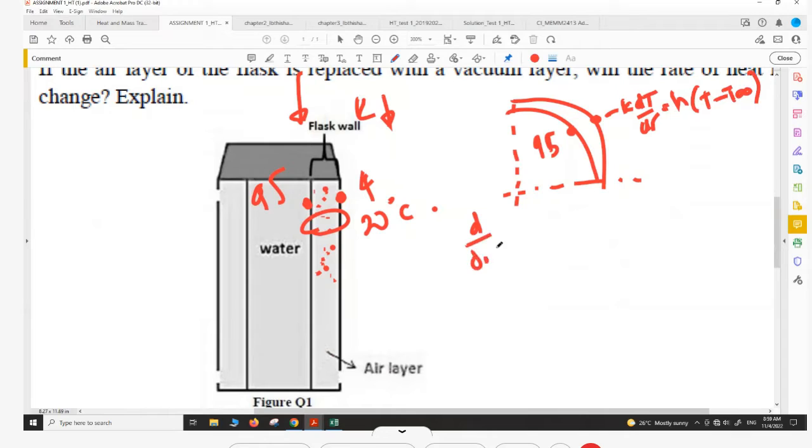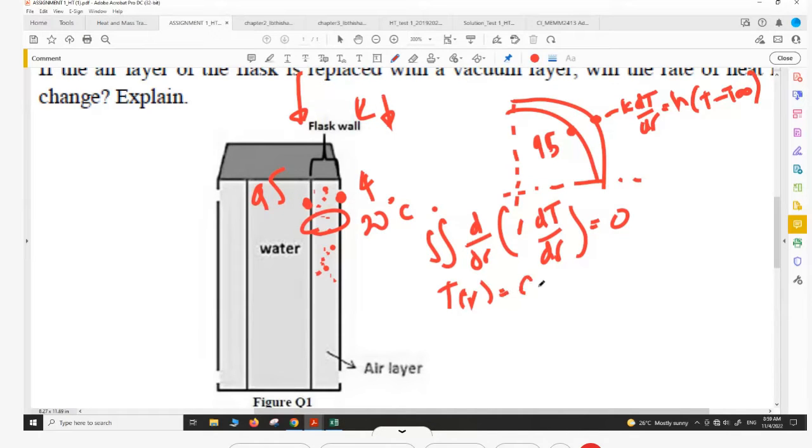this cylindrical coordinate. So we are going to use cylindrical coordinate, not Cartesian coordinate, because the area is not the same. So integrate this twice, what you're going to get is T(r) is equal to C1 ln r plus C2.